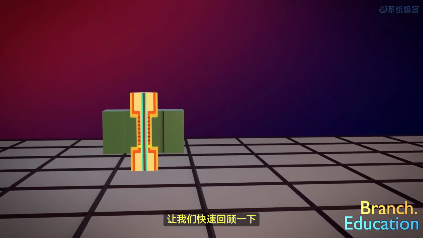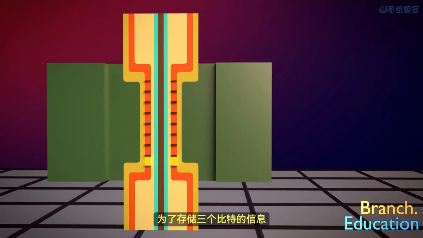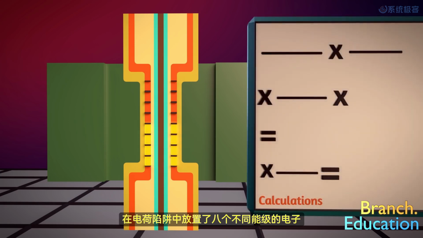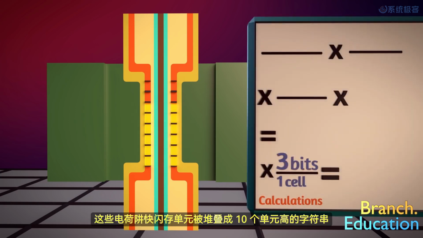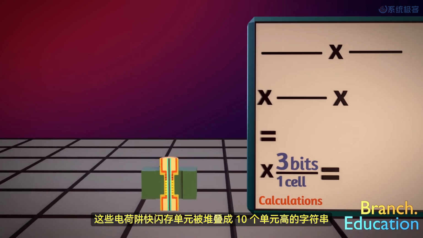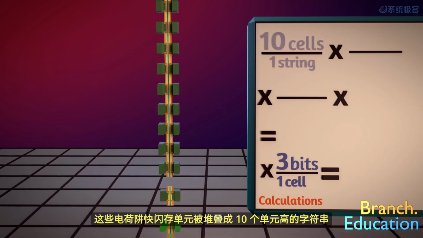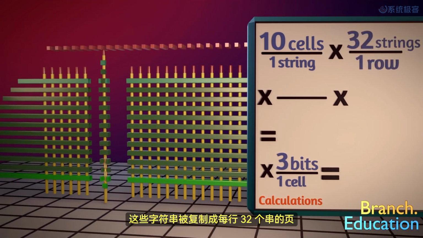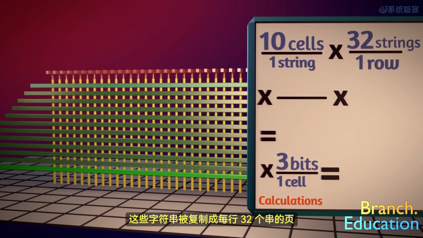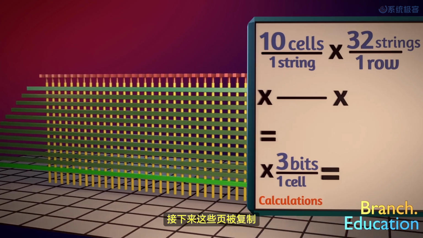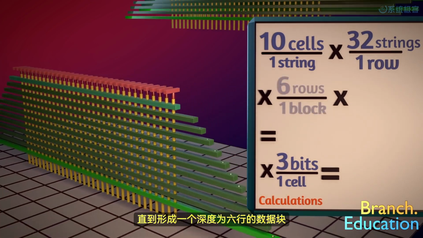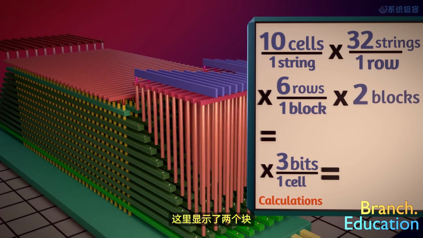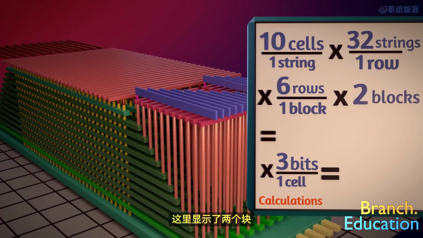So let's quickly recap. 8 different levels of electrons are placed on charge traps in order to store 3 bits of information. These charge trap flash memory cells are stacked into strings, 10 cells tall, which are duplicated into pages of 32 strings in a row. Next, those pages of strings are duplicated until we have a block 6 rows deep. And here we're showing 2 blocks.